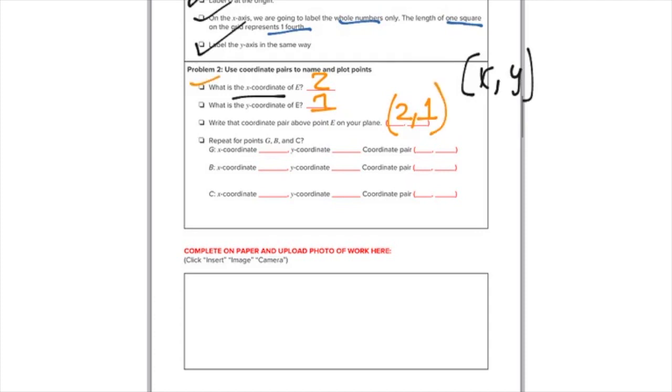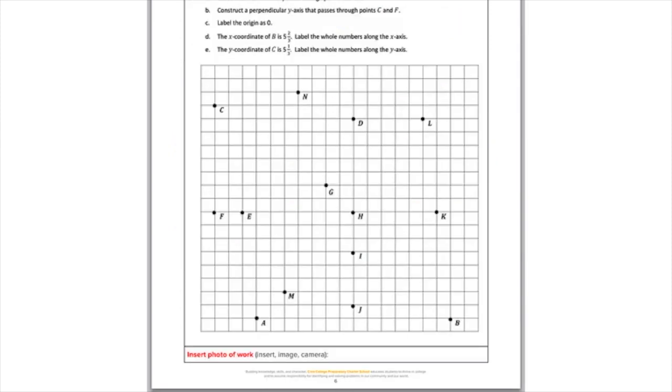On your own, let's give those some check marks, you are going to finish this. So repeat for points G, B, and C. So you're going to put your x-coordinate here, your y-coordinate here, and then your coordinate pair is what is going to go there. Finish this. Upload your photo of your work, so pause the video now and get problem 2 finished.